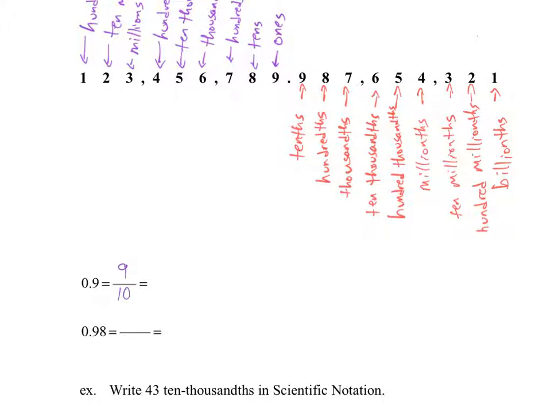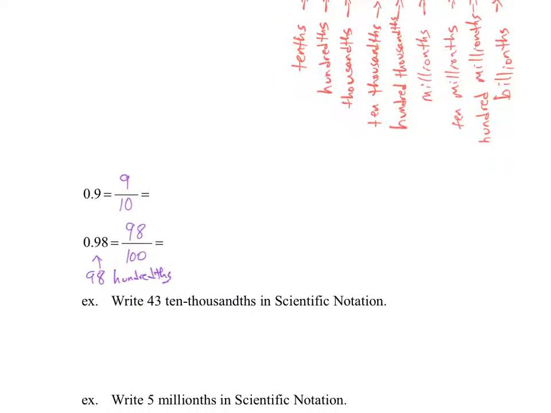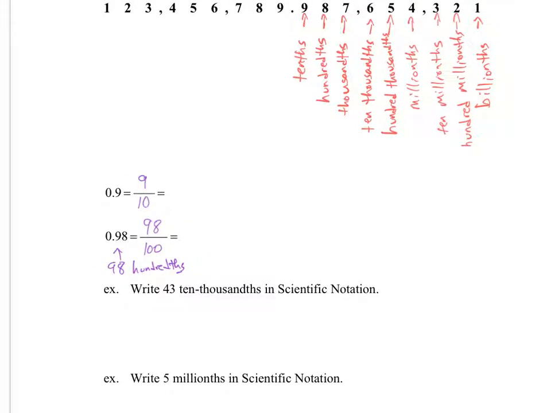So 0.9, we said, was 9/10. 0.98 is 98/100. So that's a review of what you, in theory, know already. But that's why they call 0.98 98/100. Oh, my bad. Forgot I don't have the very bottom of the page. So 98/100. So that's why our second decimal place right here is the hundredths place. So tenths would be one decimal place, like 0.9. 0.98 would be hundredths, because it'd be 98/100.